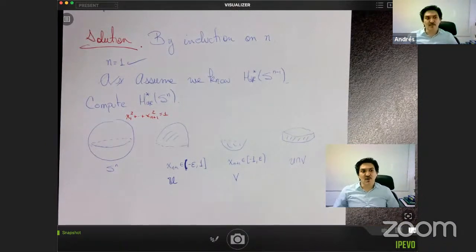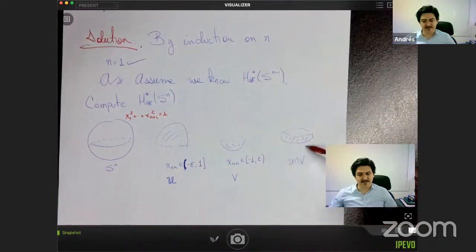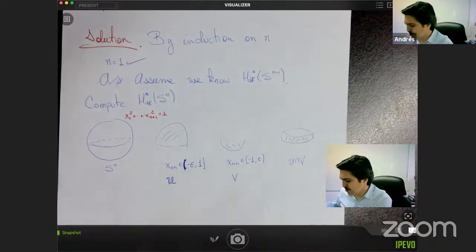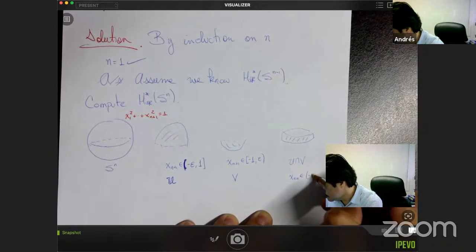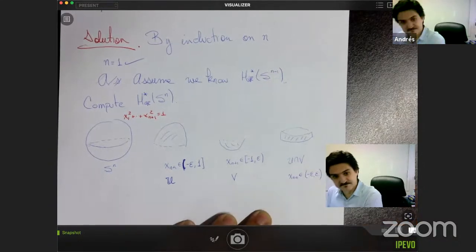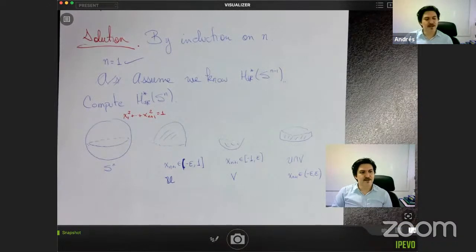So U, V is an open cover of the sphere. They overlap on this set. You can actually write it down explicitly, like this.